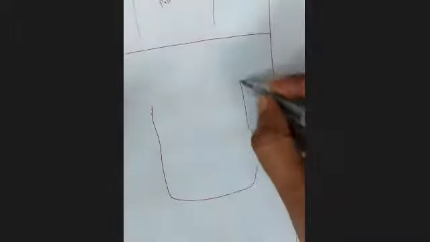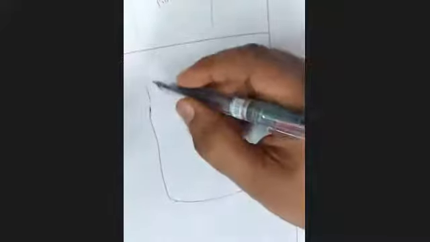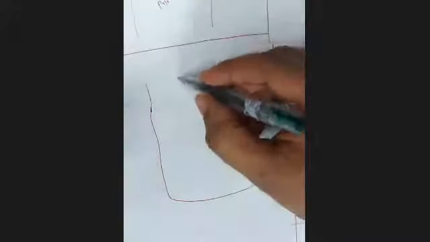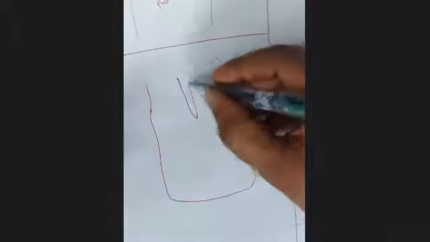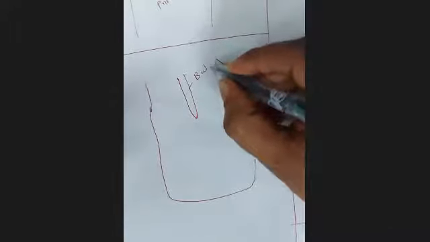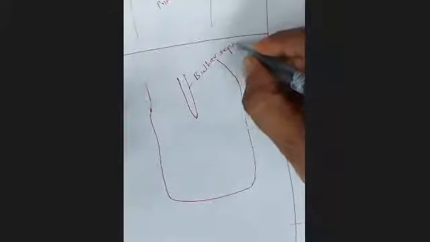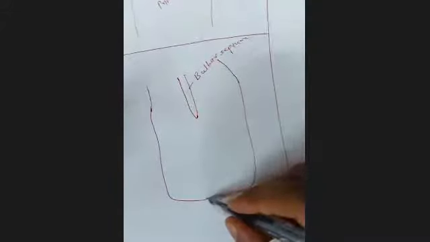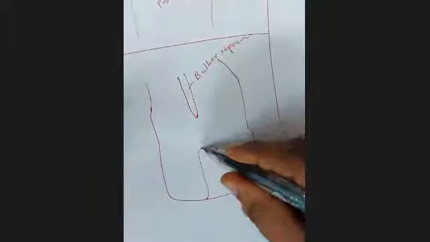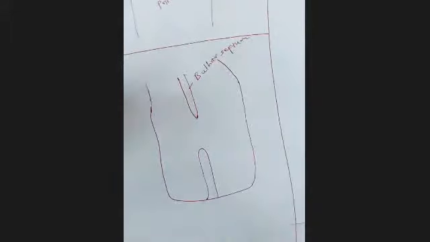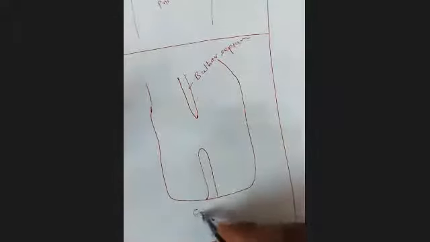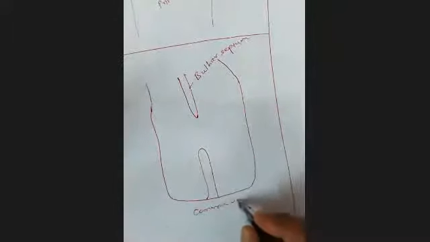Now we talk about the development of the interventricular septum. This is the common ventricular chamber, the upper part of which is the bulbar part. From the bulbar area develops a septum which is called the bulbar septum. And from the floor of the common ventricular chamber develops another septum.